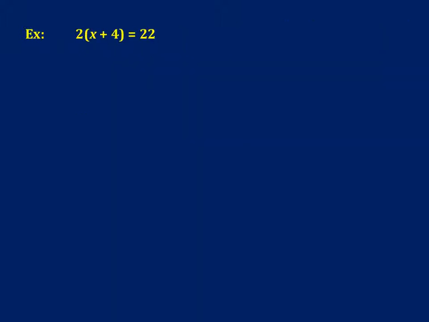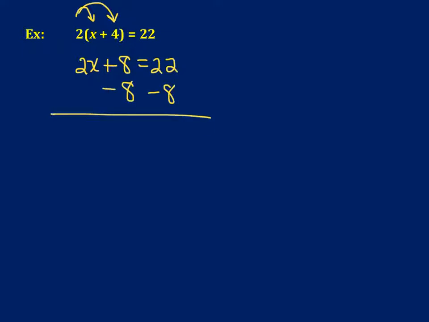In this example, we're going to have more than 2 steps. Before we bring numbers from this side to the other to start to isolate x, we want to make sure we can do all the math that can be done. So if you look at this example, the first thing that can be done is distributive property. So 2x plus 8 equals 22. Now we isolate x using reverse PEMDAS. Minus 8 from both sides first. 2x equals 14. Divide both sides by 2. X equals 7.